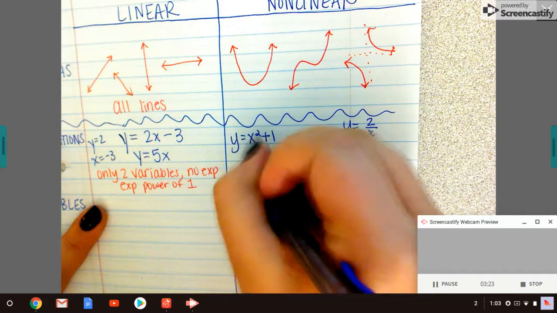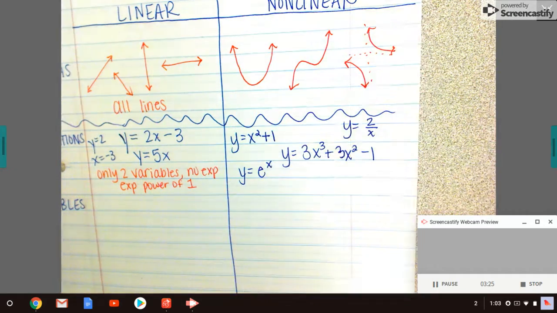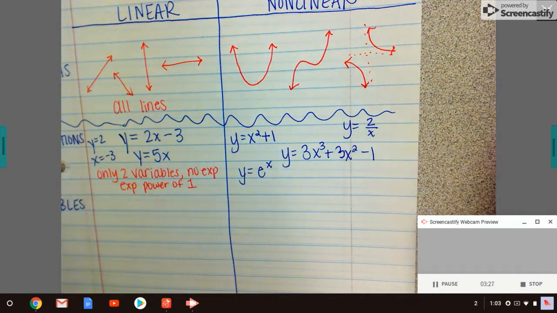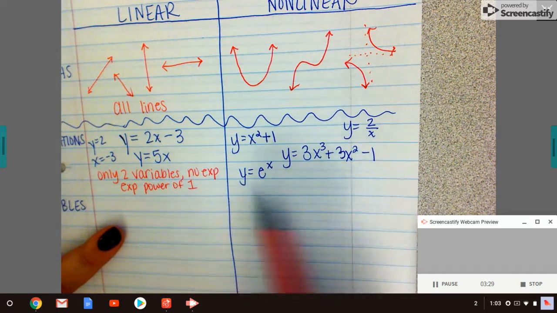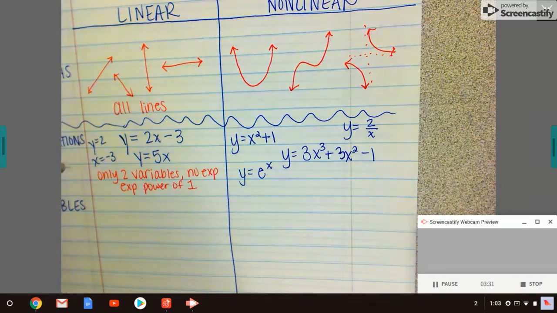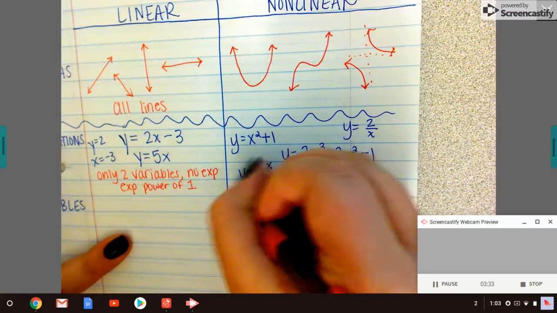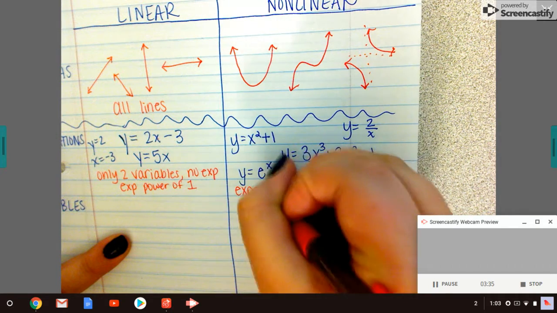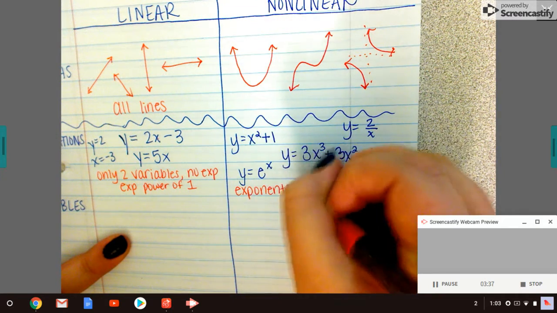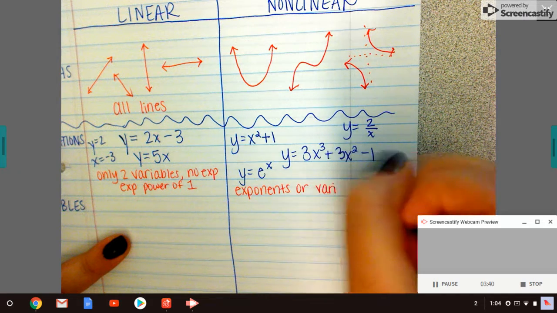Or some cool ones, y equals e to the x if x is in the exponent place. So if you've got anything weird going on with exponents or with variables in the denominator. So exponents on your variables or a variable in the denominator.